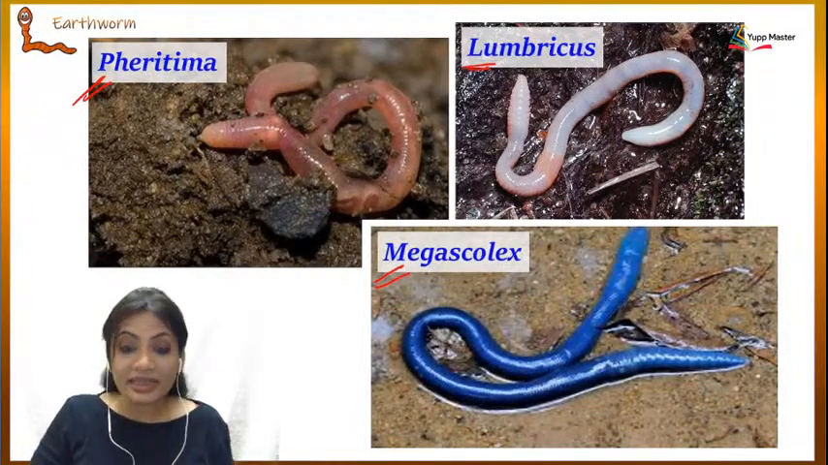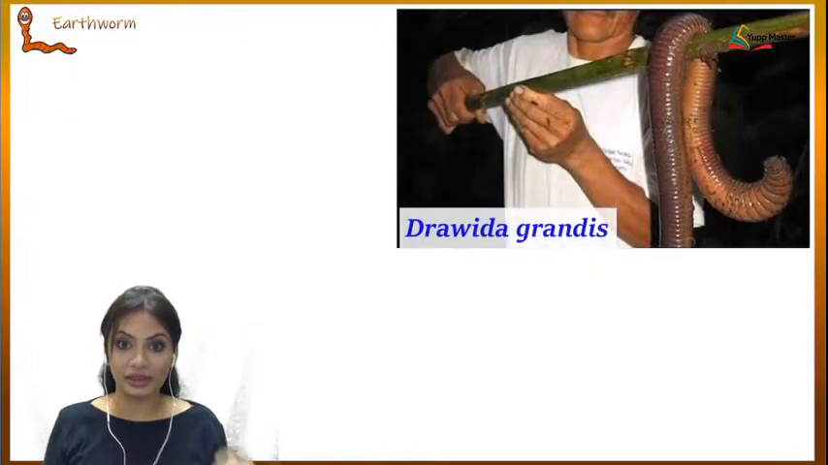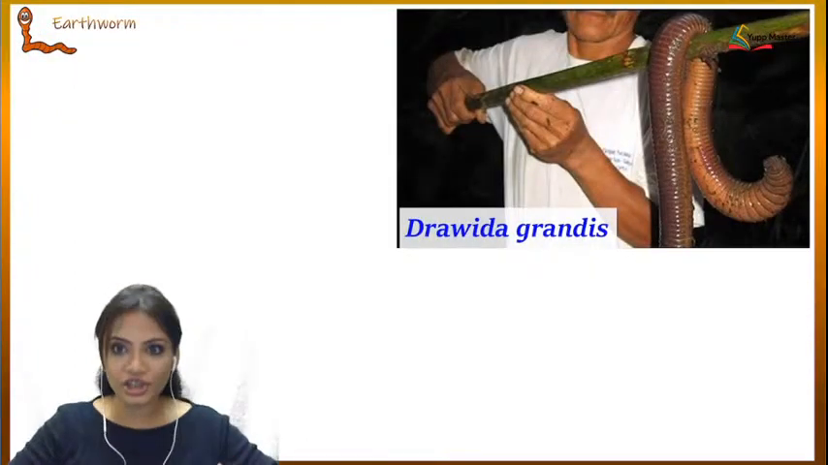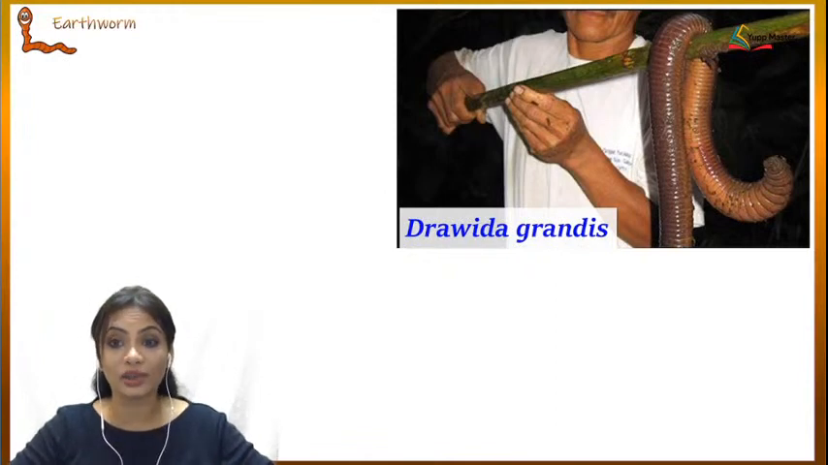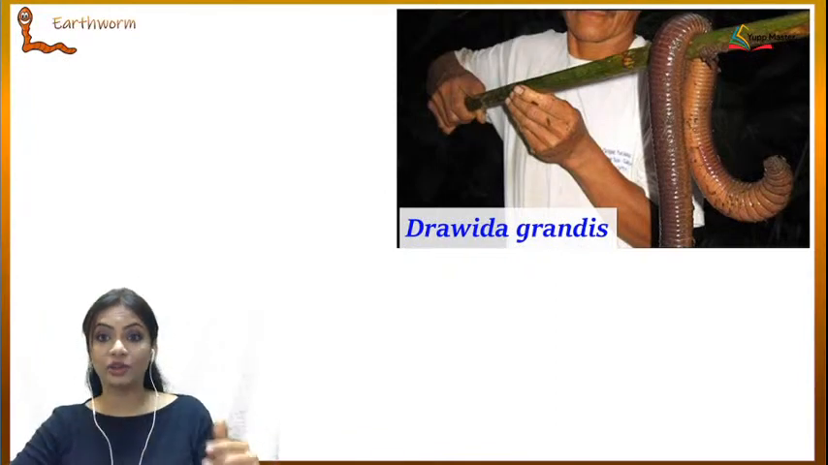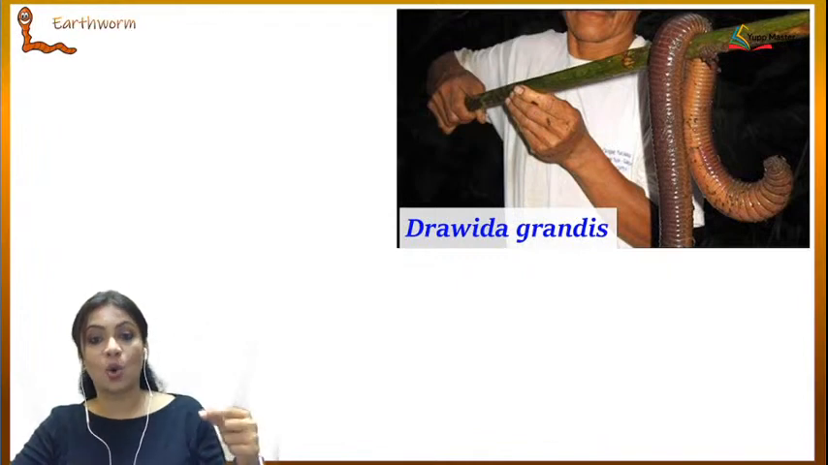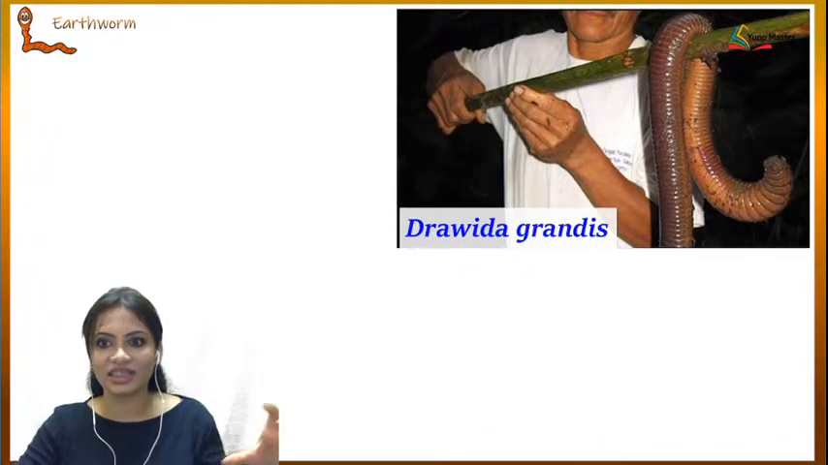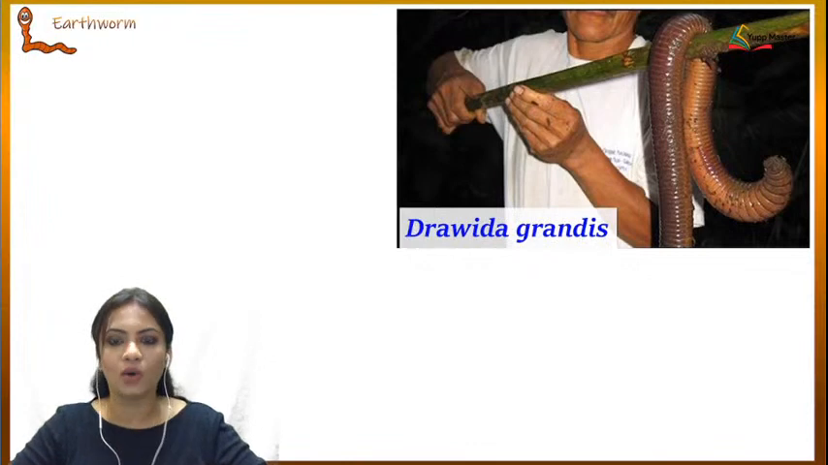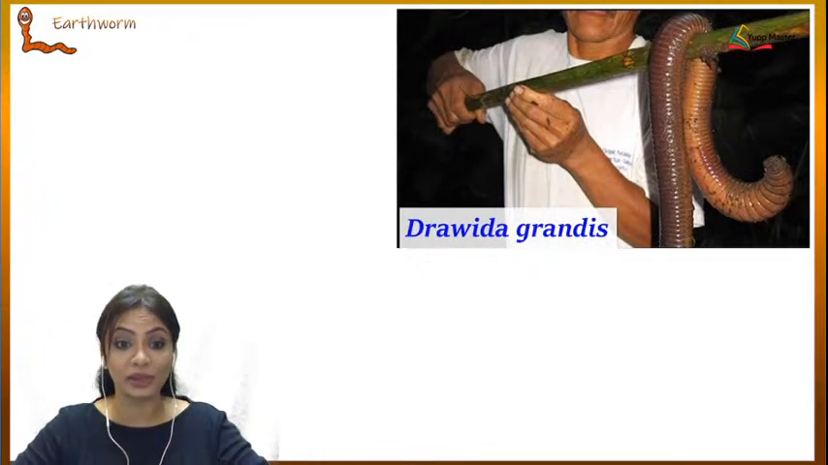Now, let's see some other earthworms also found in India. The largest earthworm found is called Drawida grandis. Look at the size of that earthworm. Can you see how this man is holding that earthworm with the help of a stick? So imagine how large this earthworm is going to be.